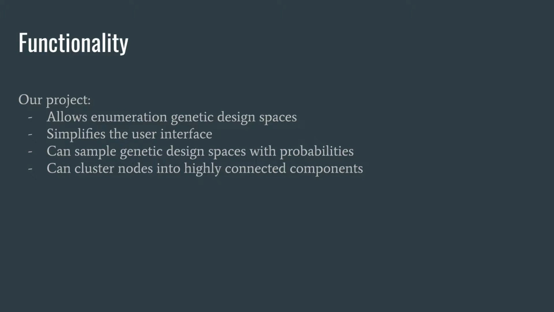1. Simplifying the user interface and creating a more aesthetically pleasing and easy-to-use environment. 2. Expanding the enumeration method to allow for more user specification. 3. Refactoring the genetic design space sampling method so that it now uses edge probabilities. And 4. Allowing a graph to be clustered into highly connected components.